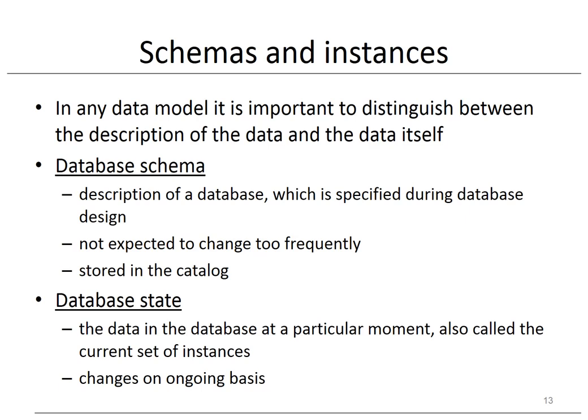The database state then represents the data in the database at a particular moment. It is sometimes also referred to as the current set of instances. Depending upon data manipulation such as adding, updating, or removing data, it will typically change on an ongoing basis.